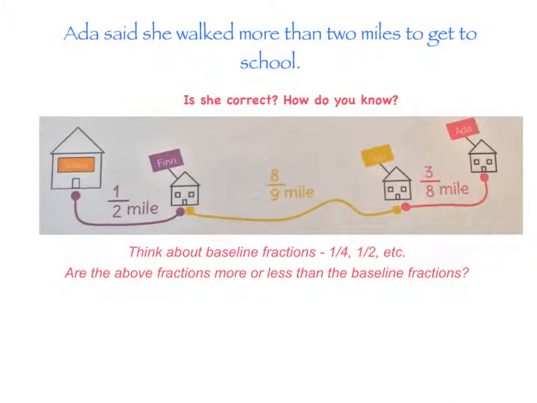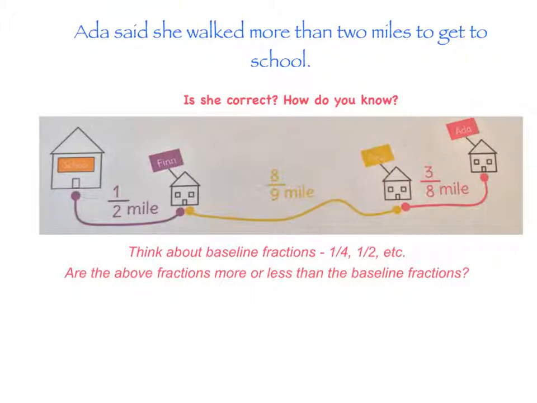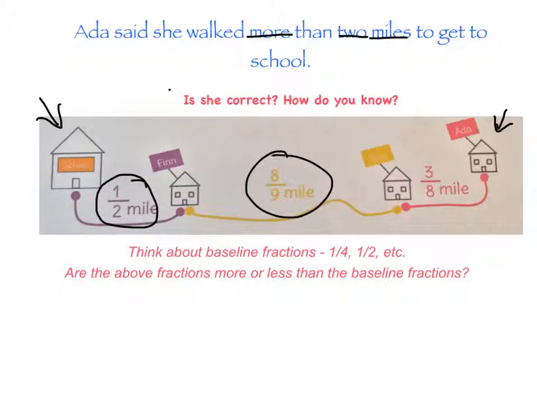So in this first sentence up here, Ada said she walked more than 2 miles to get to school. I noticed the word more, and then the 2 miles, and I see that I have a little map here, and here's Ada's house, and here's the school, and then there are these fractions in between. And then here's the question: is she correct, and how would I know?